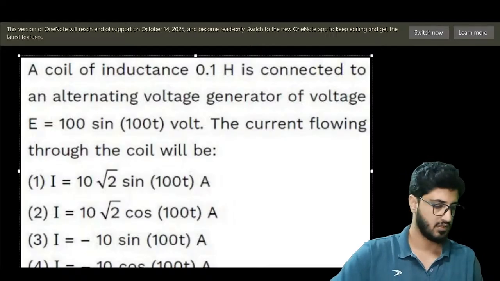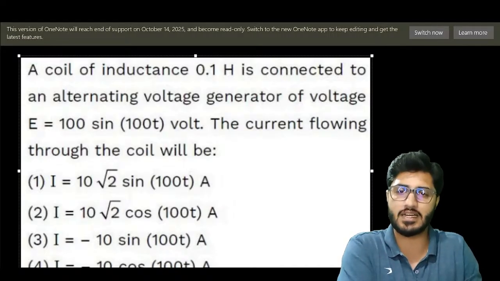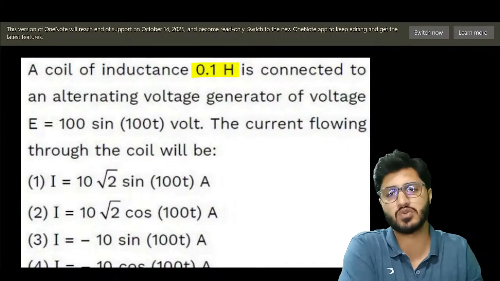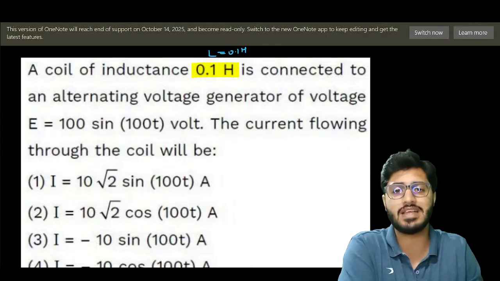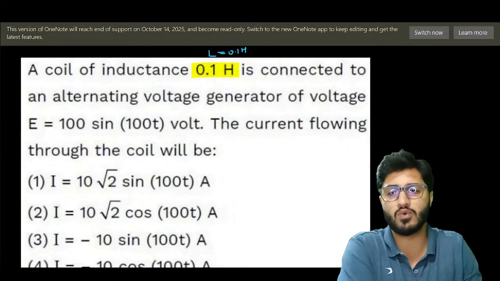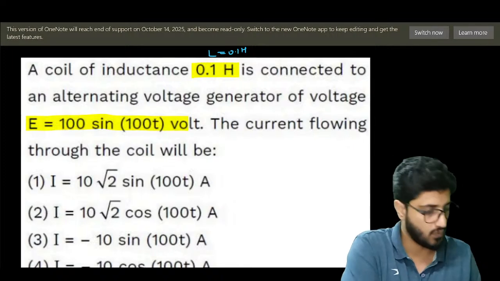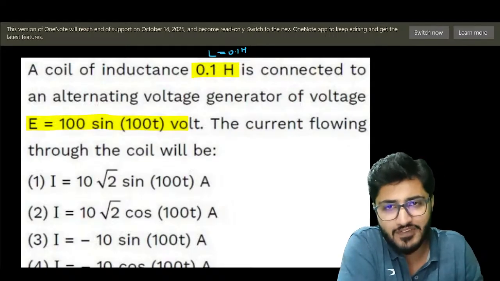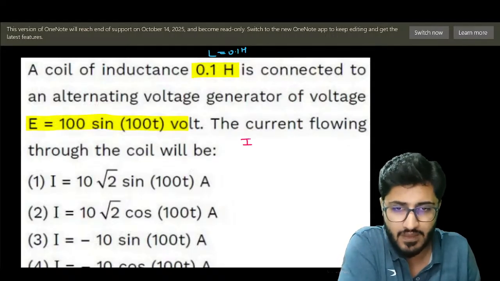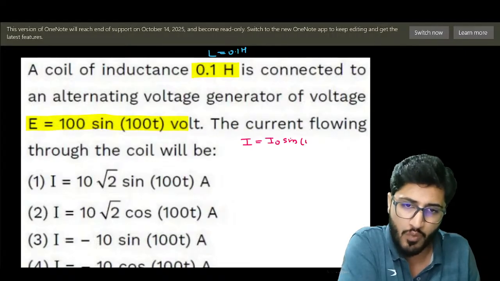Okay. So what is given to us? You can see now a coil of inductance this much. So inductance is given to us, that is L. L is equal to 0.1 Henry. It is connected to an AC generator of voltage. So this is the voltage equation. Now we have to find out the current. What is the equation of current? So current is I equals I naught sine omega t.